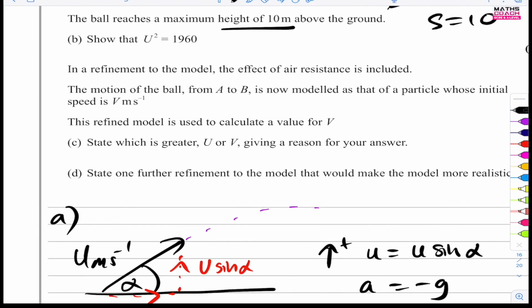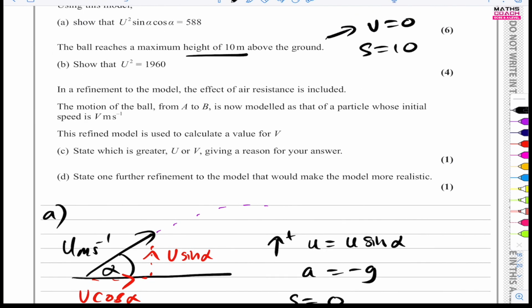Now, in a refinement to the model, the effect of air resistance is included. The motion of the ball from A to B is now modeled as that of a particle whose initial speed is v meters per second. This refined model is used to calculate a value for v. State which is greater, u or v, giving a reason for your answer. So you could say something like, if air resistance is used in the calculations, then the initial speed must be greater to travel the same distance of A to B, which was 120 meters. Okay, so v is greater than u.